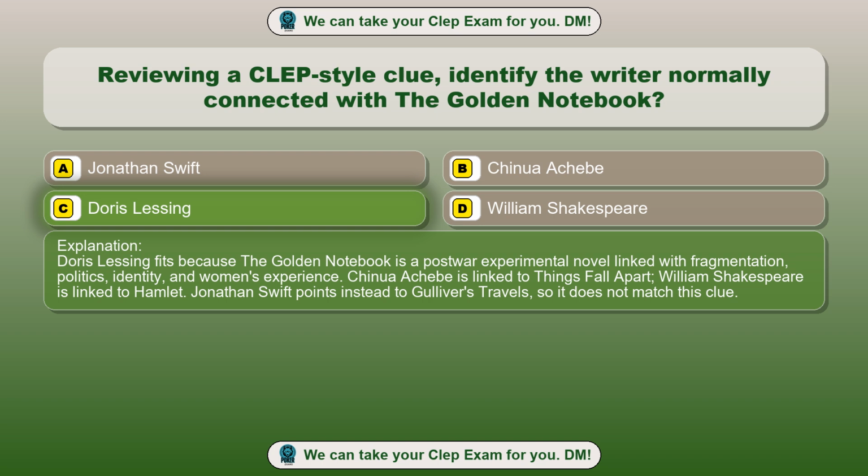Chinua Achebe is linked to Things Fall Apart, William Shakespeare is linked to Hamlet. Jonathan Swift points instead to Gulliver's Travels, so it does not match this clue.